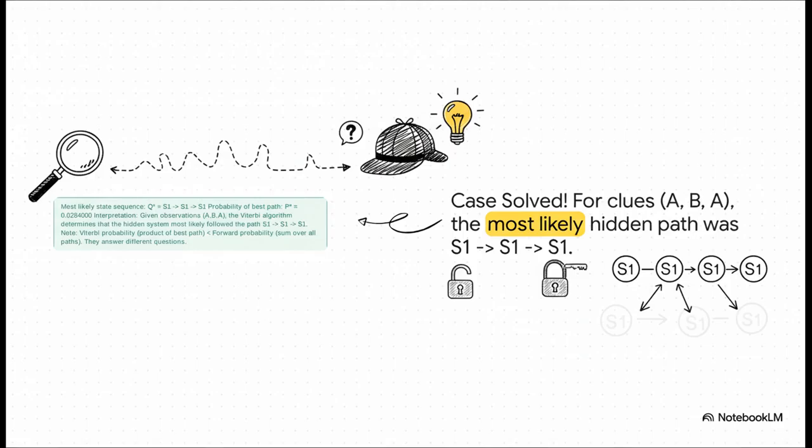So by running the Viterbi algorithm on the example data for that sequence of clues, A, B, A, our detective concludes that the single most probable hidden story is that the system was in state 1, then it stayed in state 1, and then it stayed in state 1 again. The secret path is revealed.